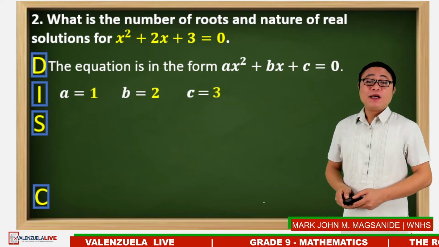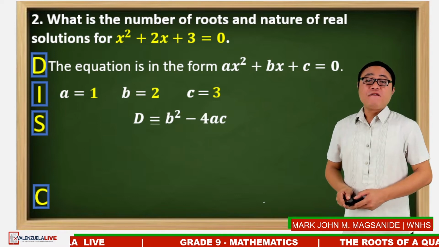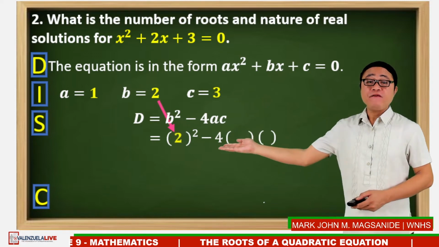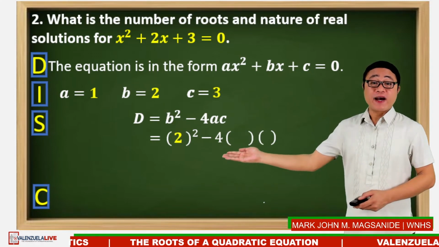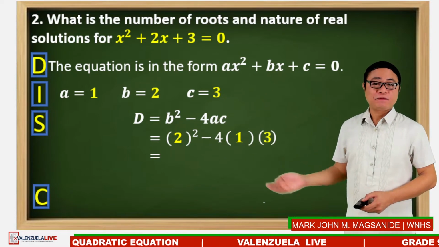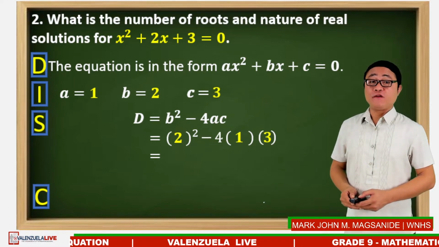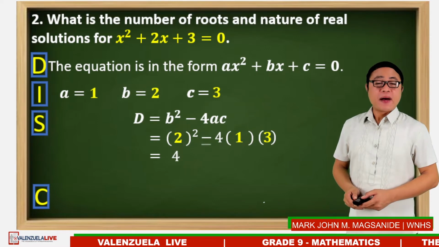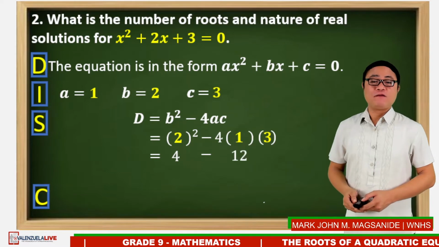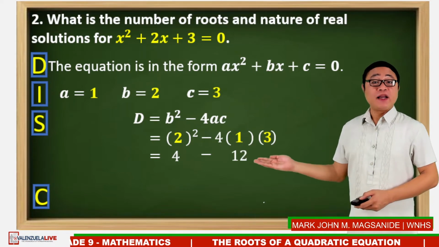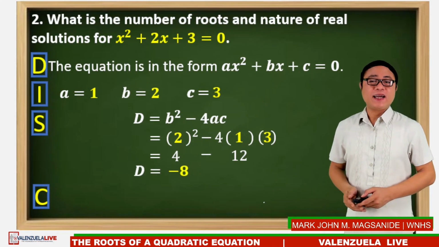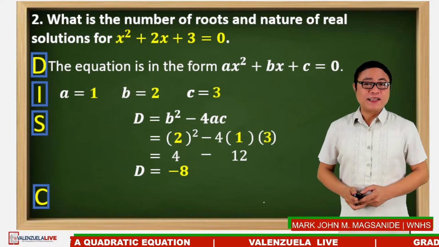Third step, solve for d. Fill in the values of b, a, and c. For b, we have 2. For a, we have 1. And for c, we have 3. Then simplifying, the square of 2 is 4. Minus 4 times 1 times 3 is 12. Simplifying further, 4 minus 12 is equal to negative 8. Therefore, the value of d is negative 8. Last step, checking the table.